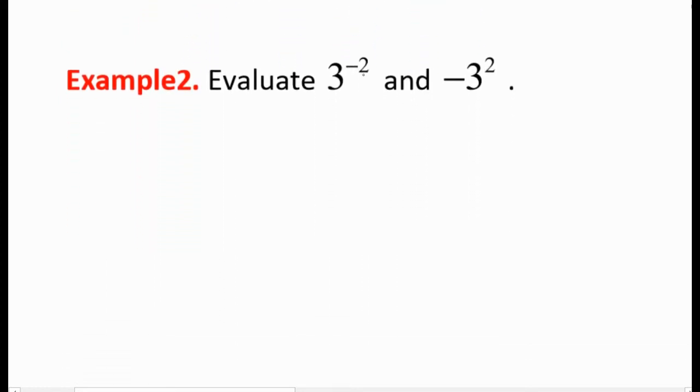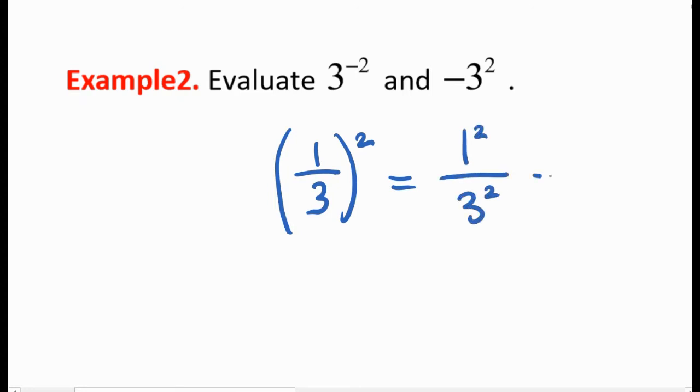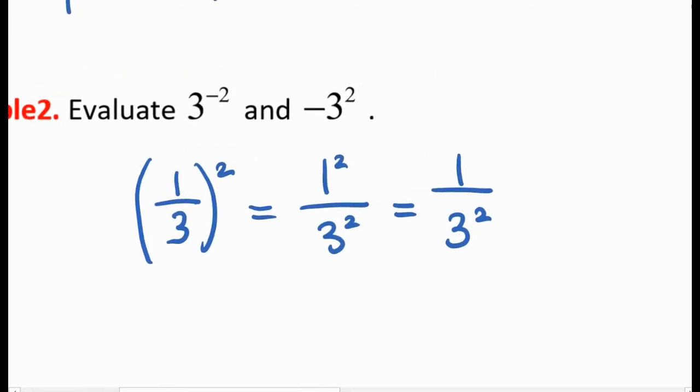And as I told you, the negative 2 is not the sign of the number. This is just the sign of the exponent. So what you have to do is flip the number and make the exponent positive. So you basically write it like this: when you have 1 over 3 to the power of 2, you can change it to 1 squared over 3 squared, and it becomes 1 over 3 squared. Okay? And it is 1 over 9.